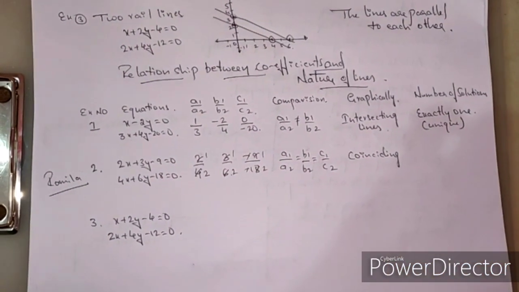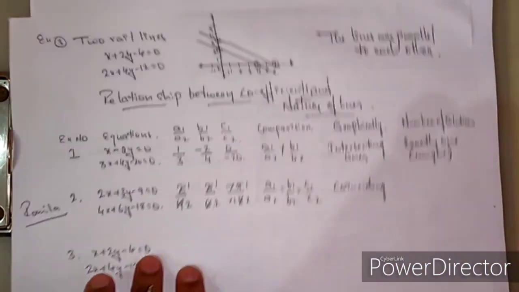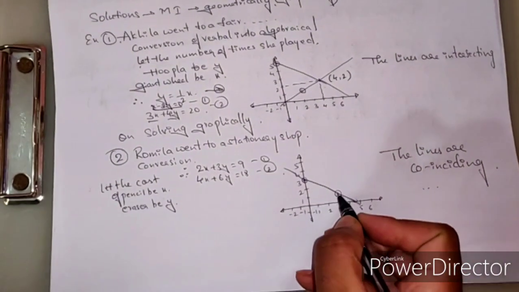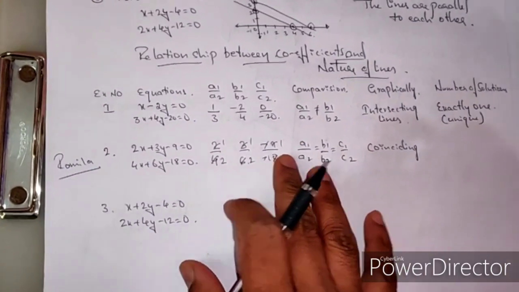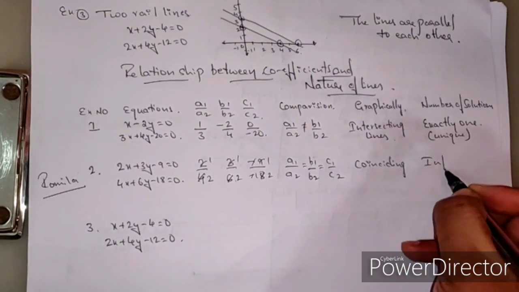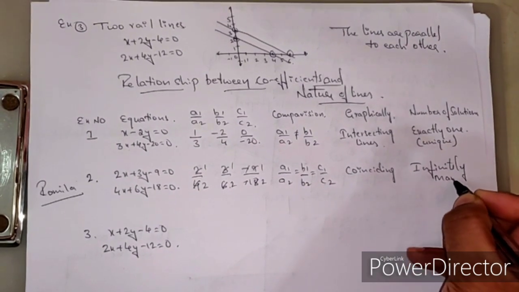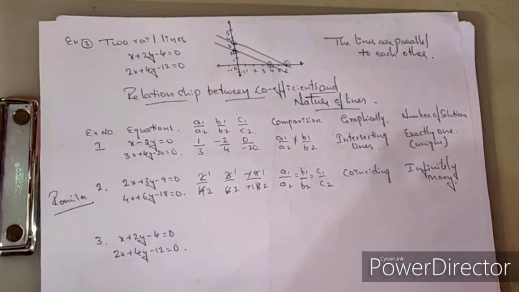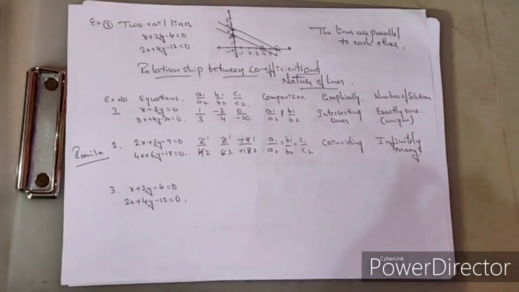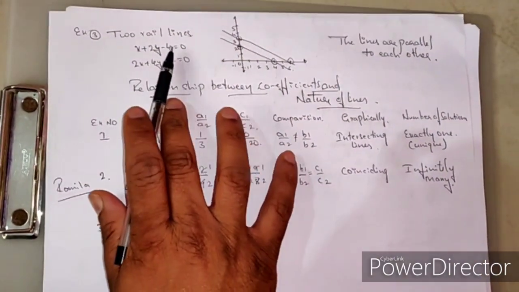When they coincide on each other, how many solutions do we get? Every point overlaps on each other. Every point. So how many points can we say? We can say that there are infinitely many solutions.